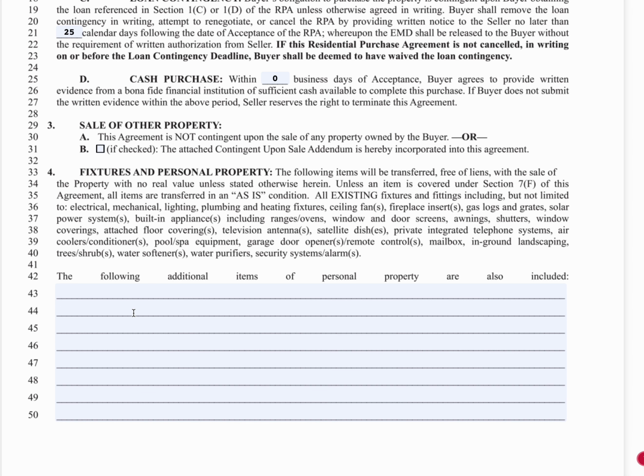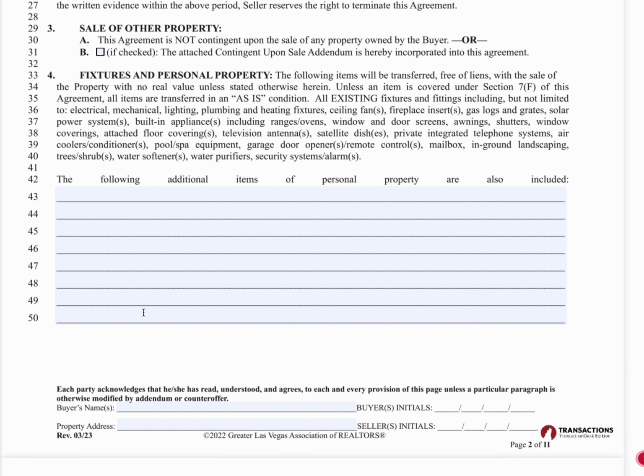For example, if there was a refrigerator, washer, and dryer, and the listing indicated that the property did not include them, but you said, hey, you know what? I want that refrigerator, whatever brand it is. I want that washer and dryer, again, whatever brand it is. I want them to include it. We will put it here as additional items.